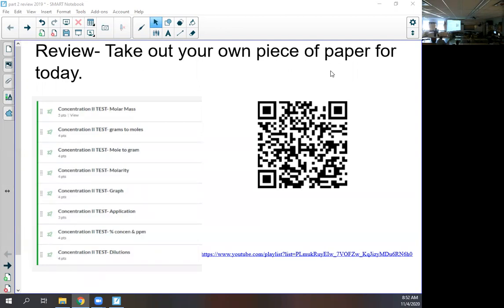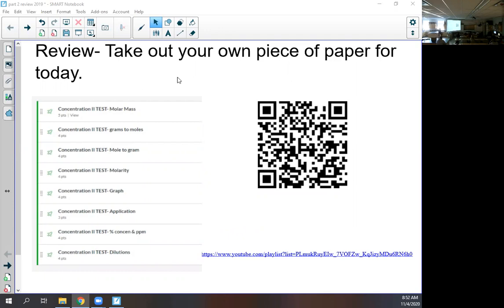Okay, right here. These are the test quizzes. So molar mass, grams to moles, moles to grams, molarity, graph. Definitely have to talk about these. They're easy, but we better talk about them. So application, then percent concentration and dilutions.